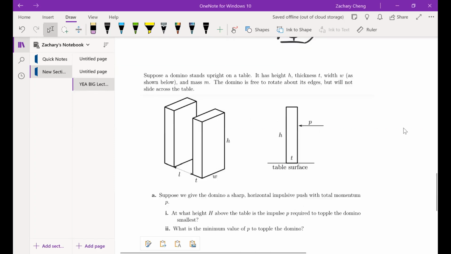Okay, so here is part A of the problem. We have a domino on a table with these dimensions, and it can rotate but does not slide. So first, we give the domino a sharp horizontal impulsive push with a total momentum of P. And part 1 of A asks what height h above the table is the impulse P required to topple the domino smallest, and then it asks us what is this minimum value of P.